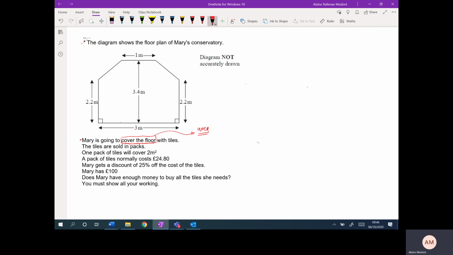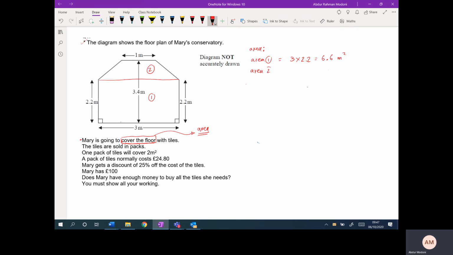This is where I'm going to start my calculation, and I'm going to write down area to indicate that that's what I'm trying to work out. I know that I need to split up this shape, so I'll split it into a rectangle and a trapezium at the top. Call this area 1, call this area 2. So here's my area 1. It's equal to 3 times 2.2, and that is 6.6 meters squared.